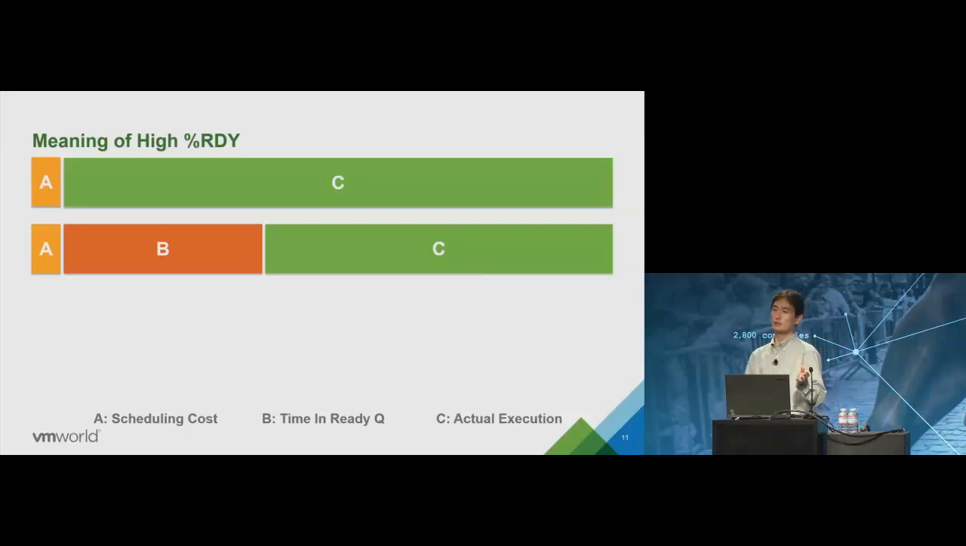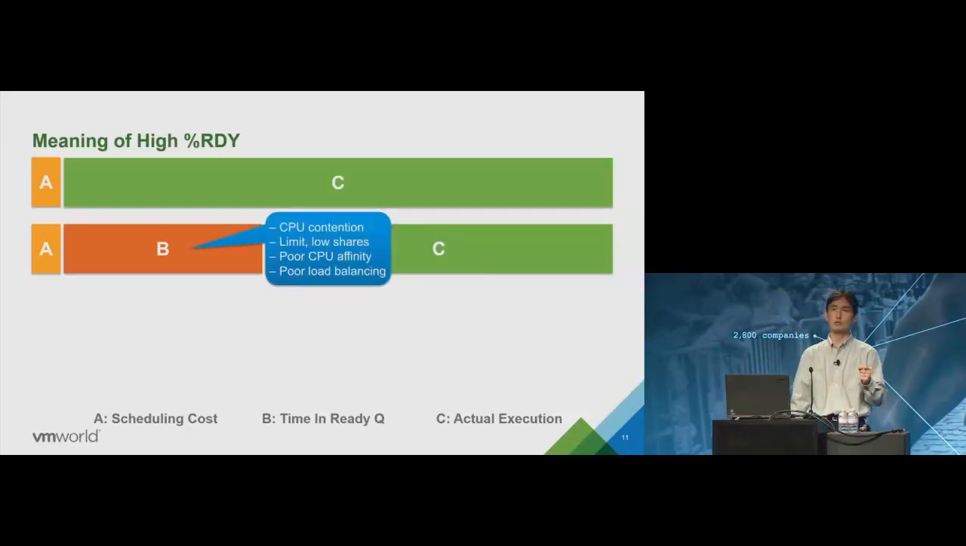If your vCPU spends some time in ready queue, then your ready time will be dominated by component B, or time spent in ready queue. In which situations will you have this? Actual CPU contention, meaning more active vCPUs, or virtual CPUs, than your physical CPU. And maybe you set a CPU limit and forgot about it, or you set CPU shares to some value, but other VMs have much higher values.